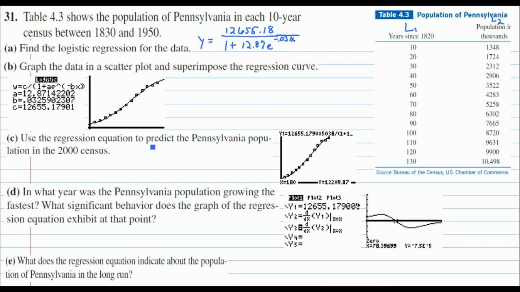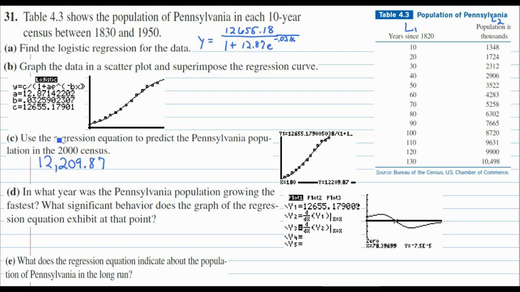C, use the regression equation to predict the Pennsylvania population in the 2000 census. Well, the 2000 census is going to be 180 years after 1820. So I had to plug in 180 years. Now, if this were me, I would have called this years since 1800 just to make life easier and made the first data point 20 and then 30 and then 40, but whatever. Anyway, I plugged in 180 to the logistic regression equation, and I got 12,209.87. So that will be the population in the 2000 census.